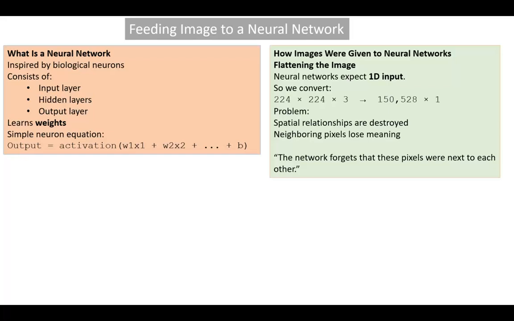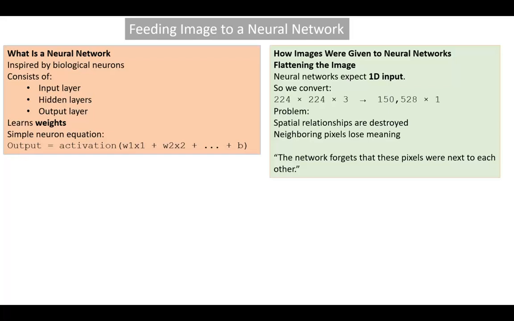Actually, how come images are processed by the neural networks? Images will be first flattened. Neural networks expects an input in the form of a 1D vector. So we need to convert the image into a one-dimensional vector. So what is the problem with flattening of the image? The spatial relationships of the image will be destroyed.